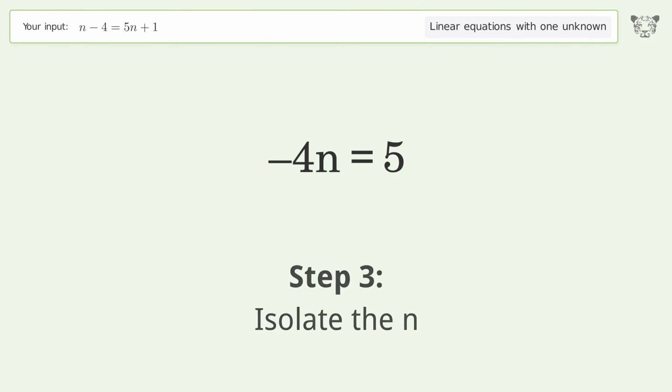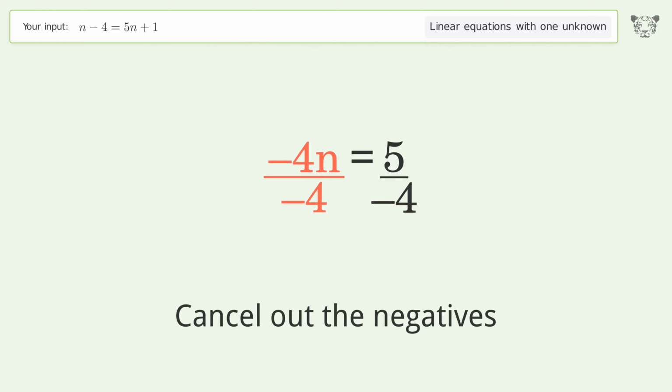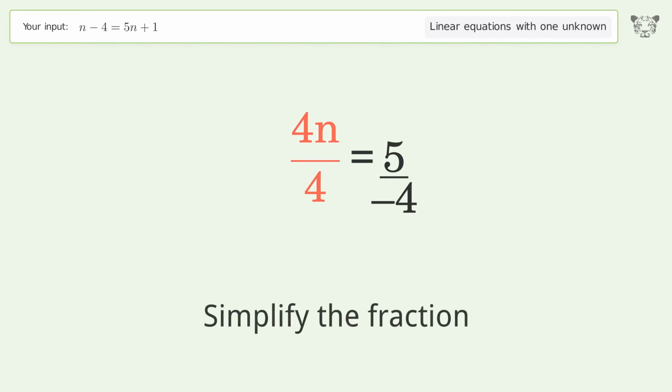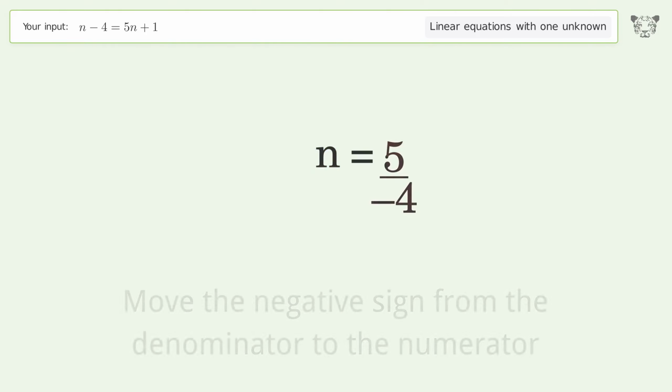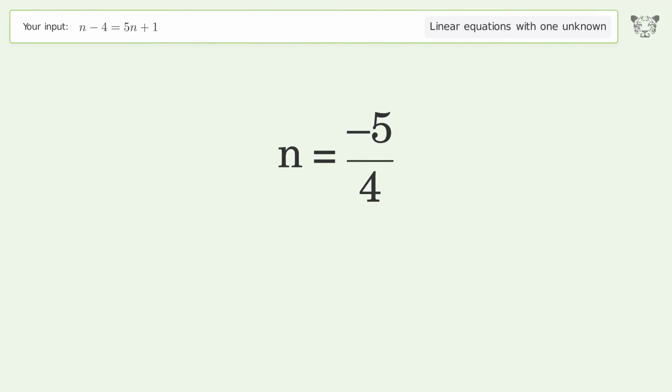Isolate the n. Divide both sides by -4. Cancel out the negatives. Simplify the fraction. Move the negative sign from the denominator to the numerator. And so the final result is n equals -5/4.